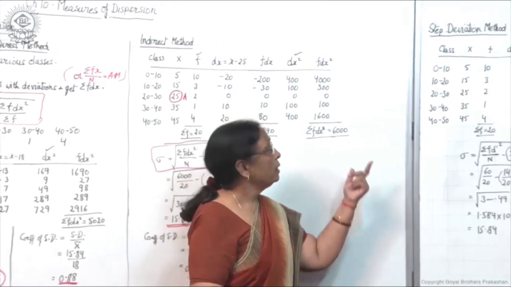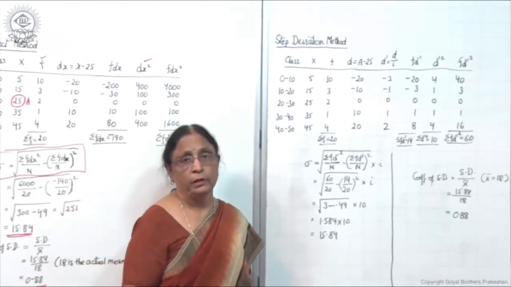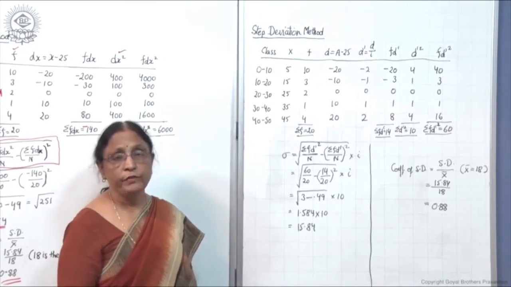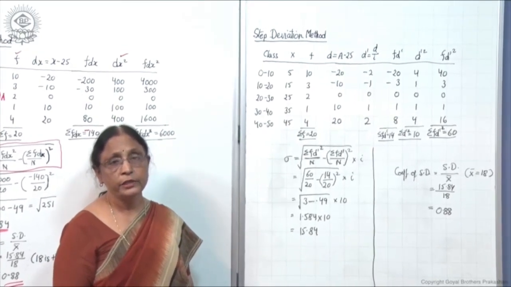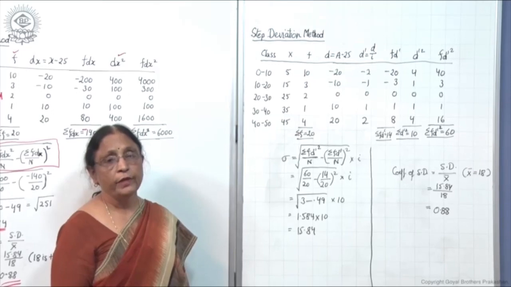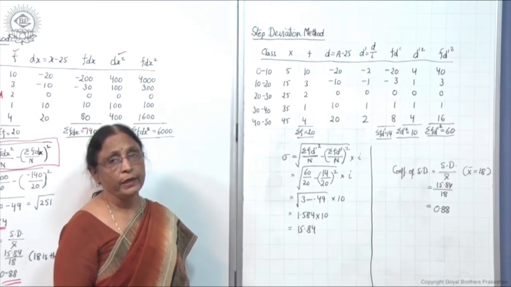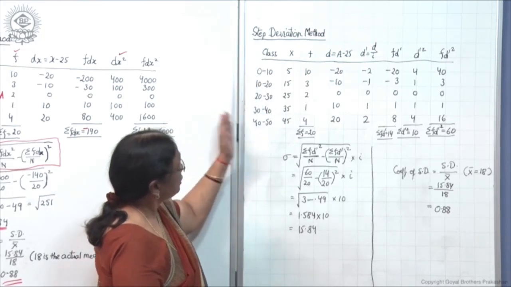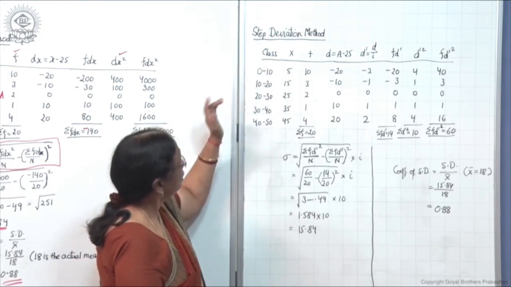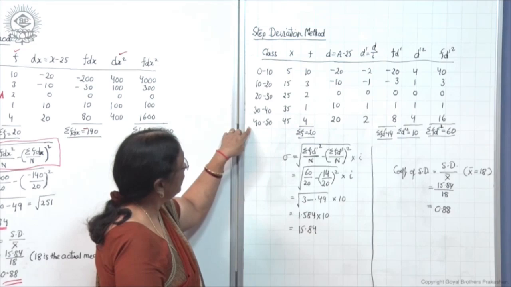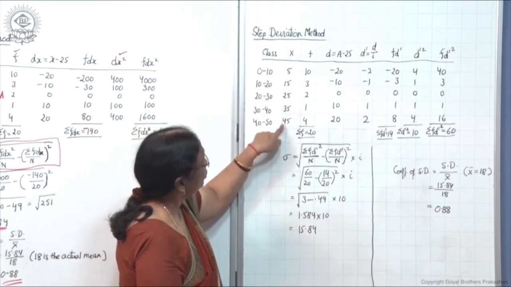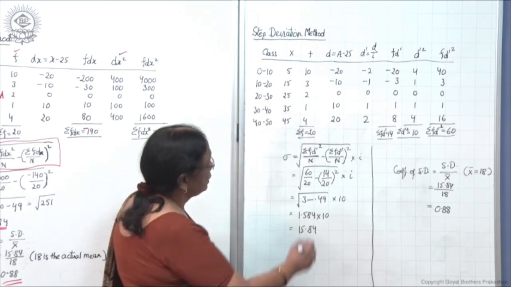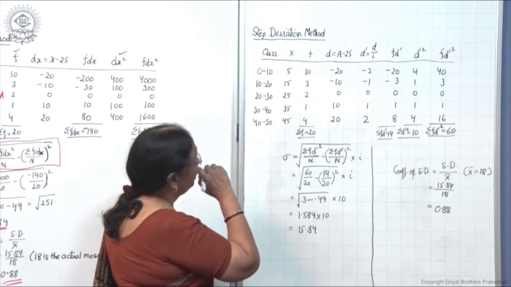Now the third method is the step deviation method. This is the third method in which deviations are divided by the class interval and the value in the end is multiplied by the class interval. Now, same example as I have given earlier, class interval same, this is the mid value, this is the frequency, and this is the total of the frequency column.